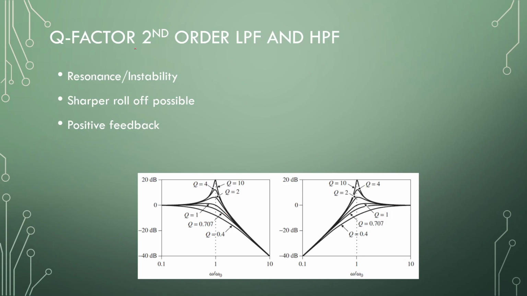Second order filters have a Q factor. This is for the low pass and the high pass filter, and basically the Q factor is a bit of an instability or a resonance that you can have in your second order filters. They have a bit of positive feedback, but having this we can have a very sharp roll off available. So all of our KRC filters have a design frequency and a design Q factor, for both low pass and high pass.